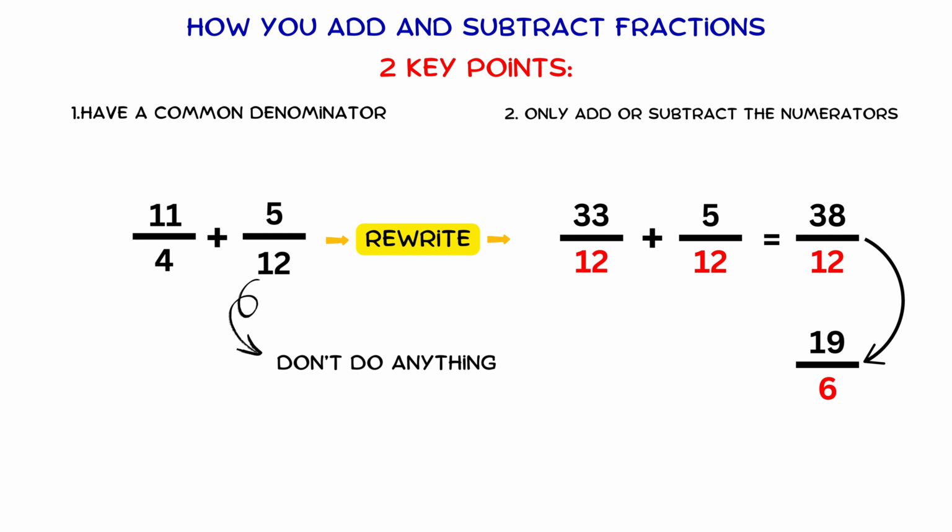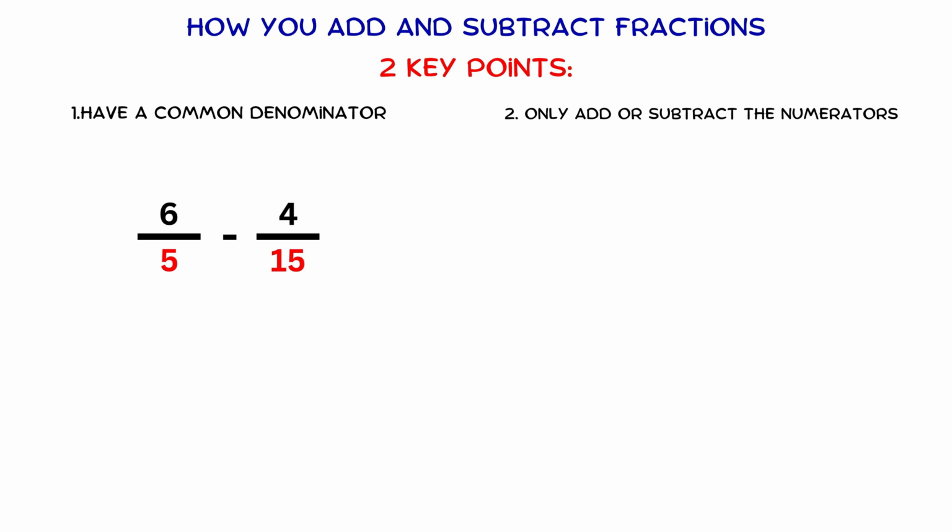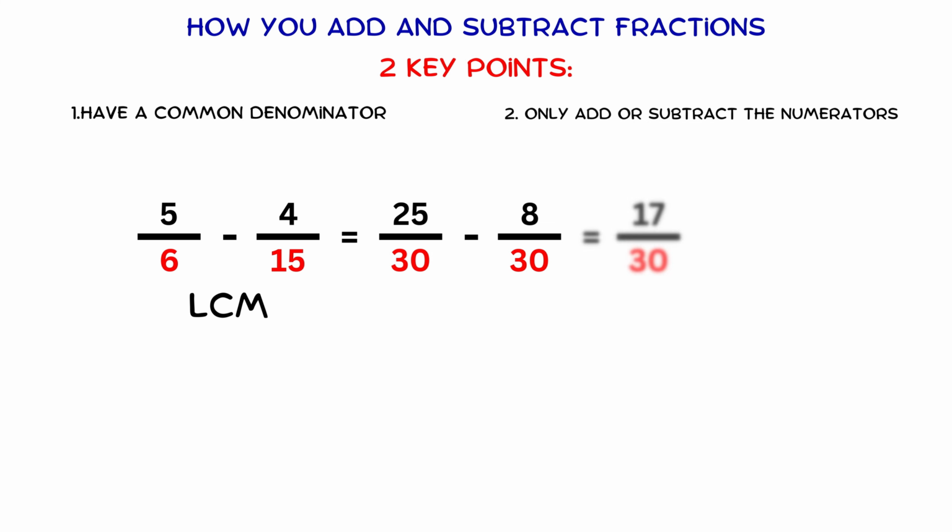In this last one, we're doing 5/6 minus 4 over 15. The lowest common multiple of 6 and 15 is 30. To get from 6 to 30, we have to multiply by 5, so we also multiply the 5 by 5 to get 25. To get from 15 to 30, we multiply by 2, so we also multiply 4 by 2 to get 8. Then, by subtracting the numerators, we get 25 minus 8 to end up with 17 over 30.